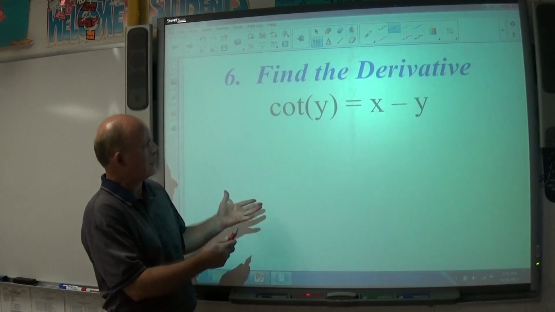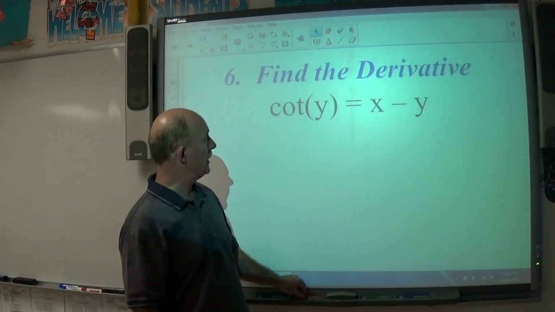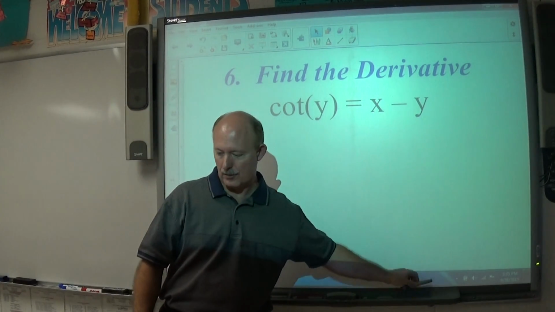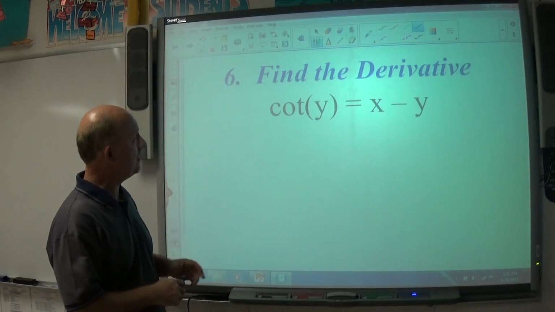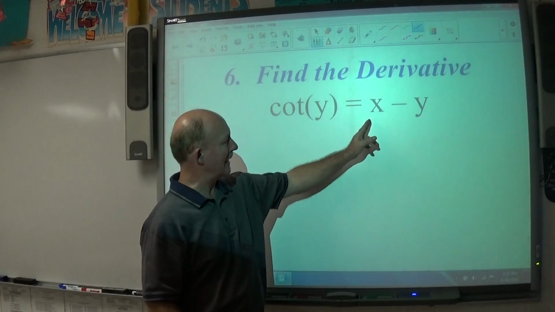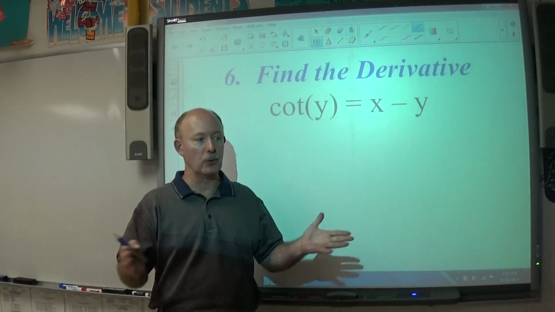Let's try just a plain derivative this time. So we're looking for the derivative of cotangent y equals x minus y. So let's try a little derivative here. To start off, I don't see any products here, just cotangent y equals x minus y. So you don't have to use the product rule again or anything.